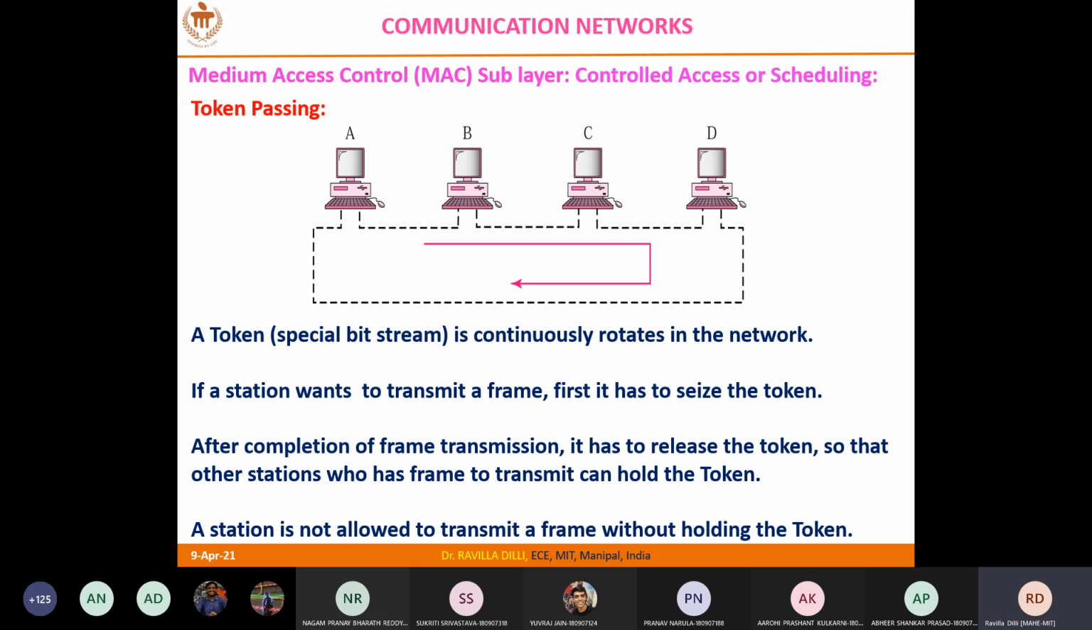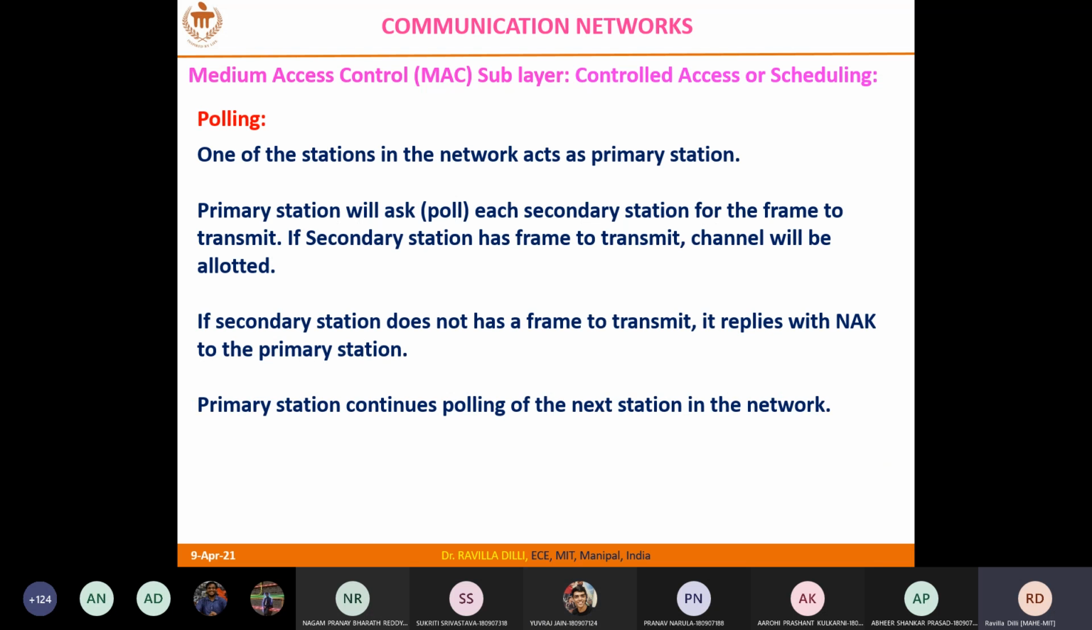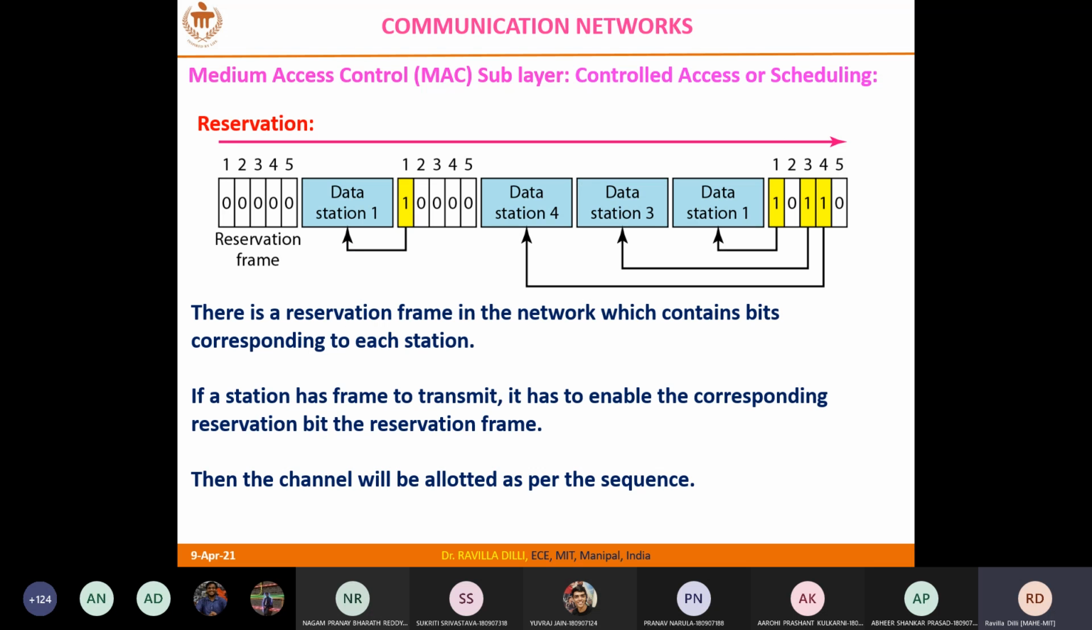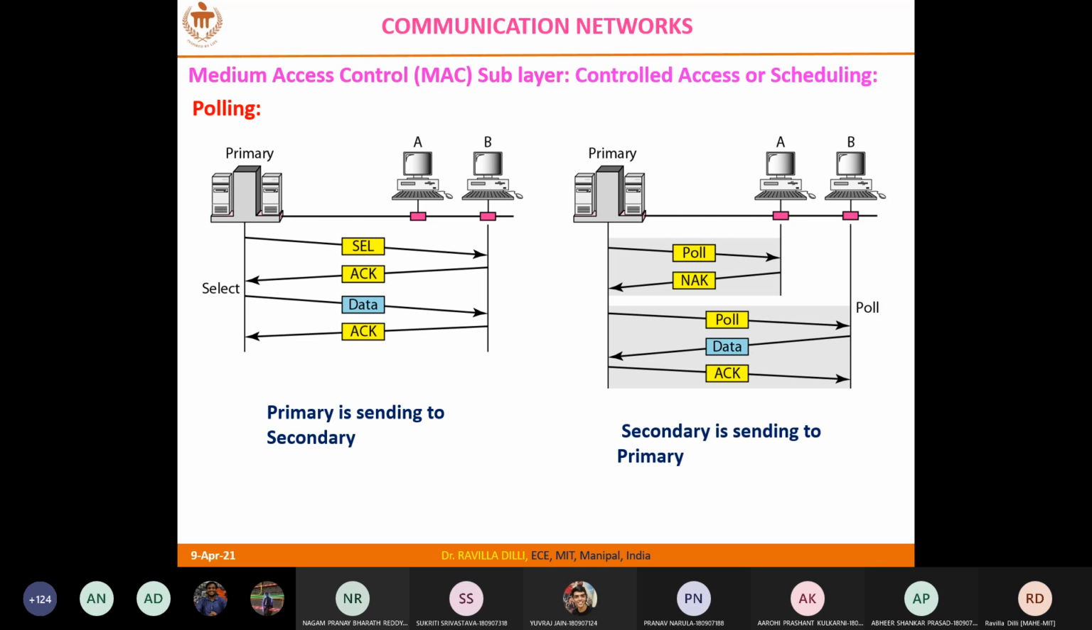Are there any collisions in this? Please answer. No, sir, we cannot have collisions. Yes. So in these three techniques, in token passing we don't have collisions, even in polling we don't, since the primary station is looking after it, and also with the reservation frame we don't have any collisions. This is called controlled access or scheduling protocols.